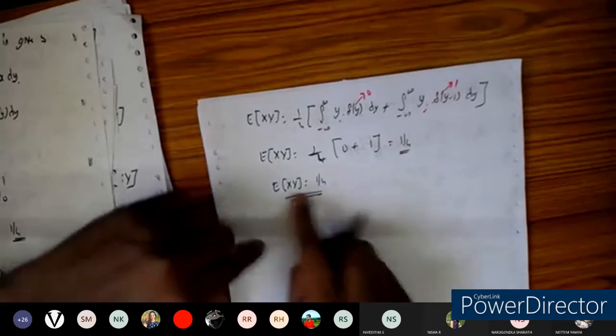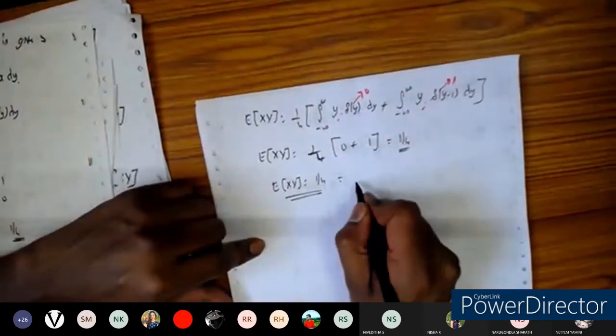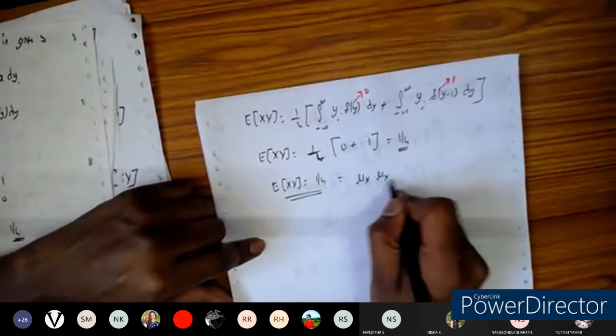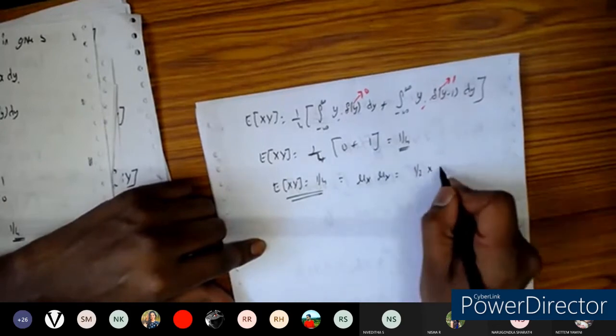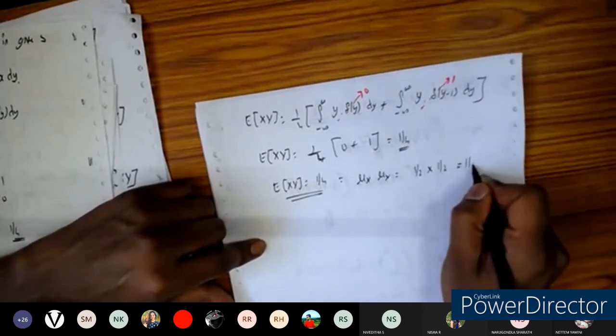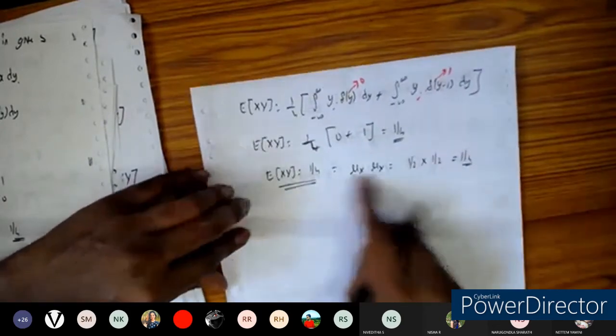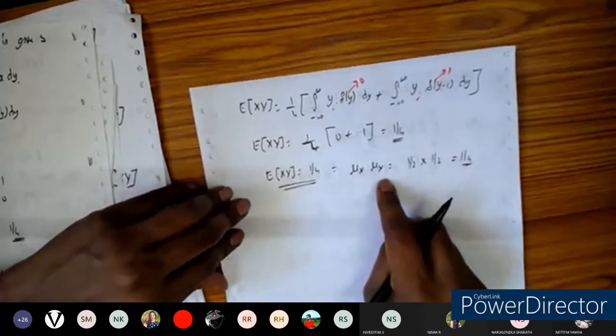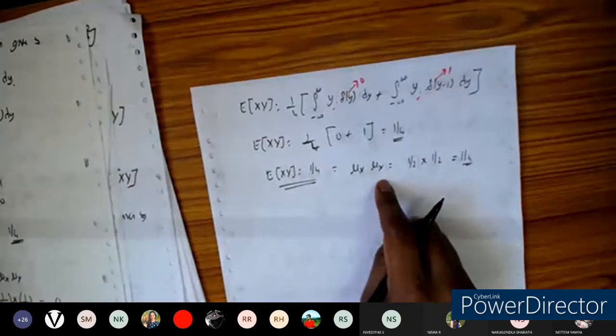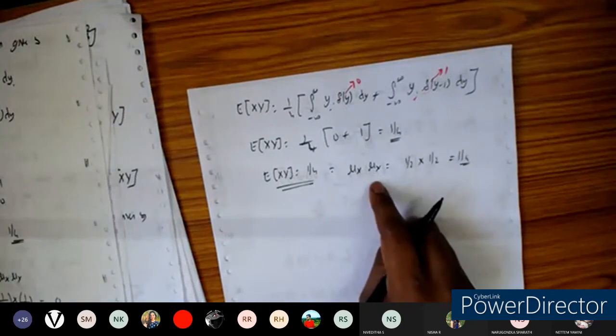So if the correlation is equal to 1 by 4, we can say this is equal to the product of mu x into mu y. So mu x is 1 by 2 and mu y is 1 by 2. So this will become 1 by 4 here. If the product is equal to 1 by 4, then the covariance will be equal to 0.